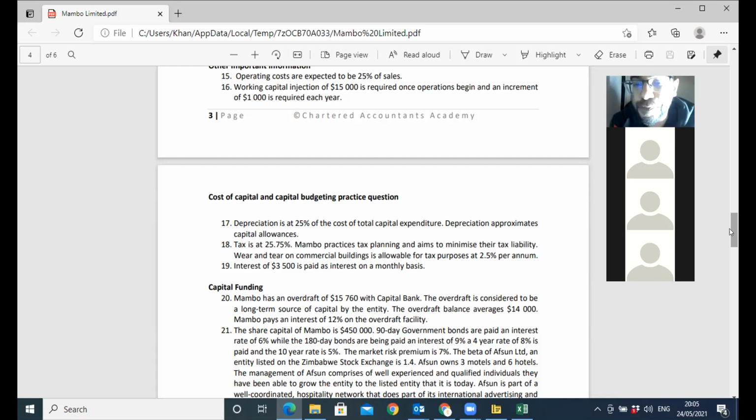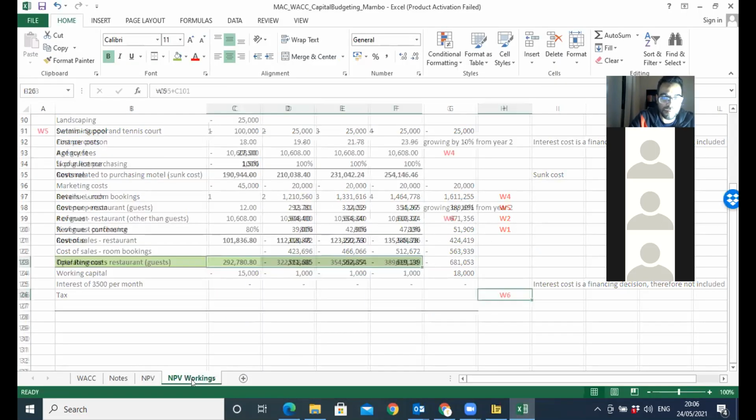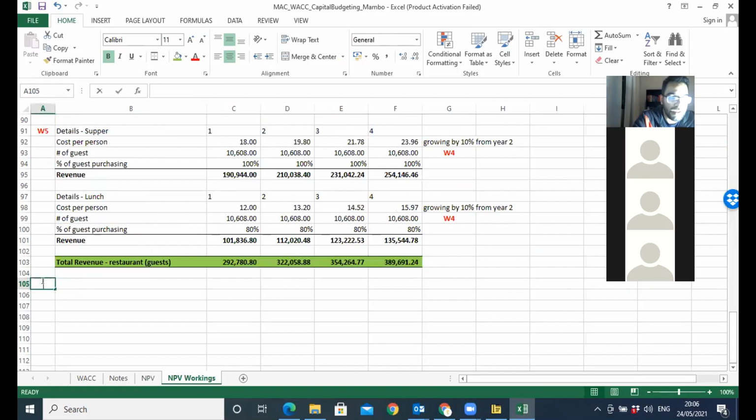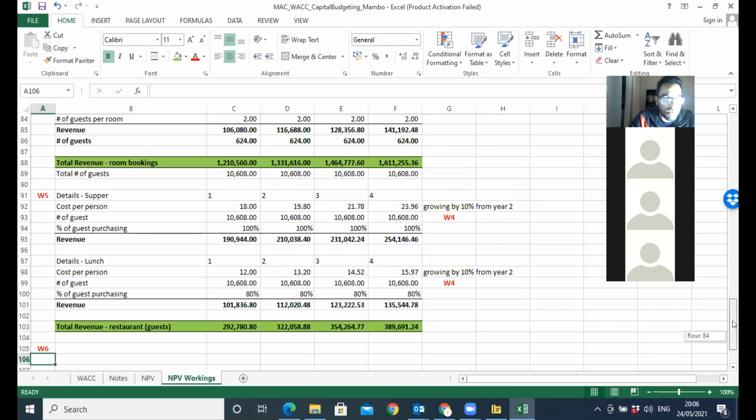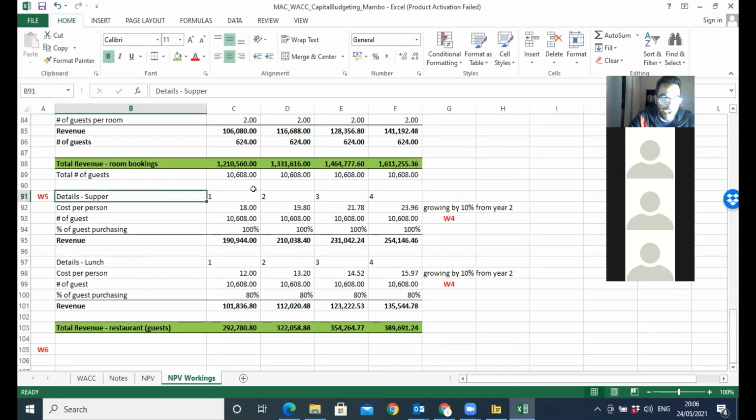Okay, so that is something you're going to have to figure out on your own, the tax. I'll give you a general way of how to do it based on what I'm reading, but this tax planning aspect I can't deal with because I don't know Zimbabwe tax. So let's have a look at some of the aspects, okay? So we'll have a workings, working 6, and then we will deal with tax.